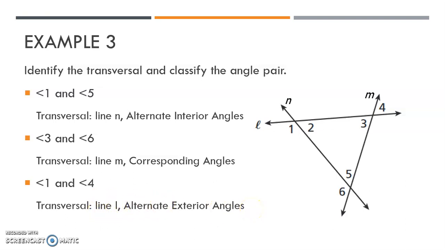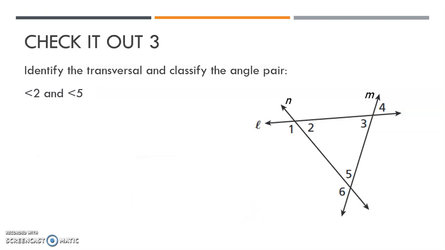So you just have a check it out question about this. Check it out number 3 asks you to identify the transversal and classify the angle pair. Notice it's the same picture, but this time you have 2 and 5.